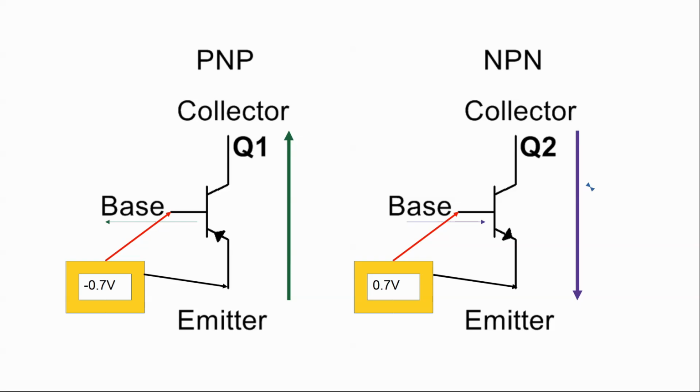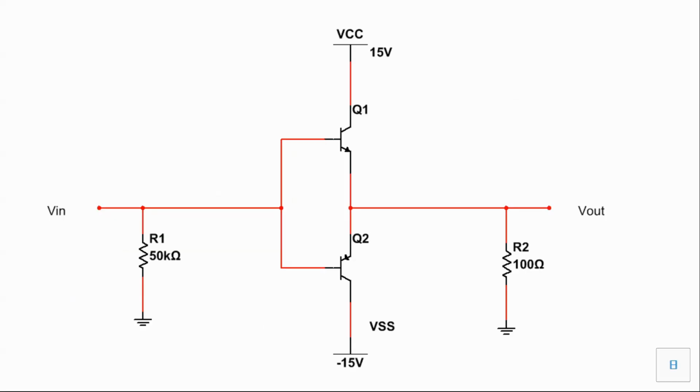So, the base to emitter voltage must reach about 0.7 volts for an NPN, or negative 0.7 volts for a PNP, in order for the transistor to turn on. This is important because it means for an amplifier like this, the input voltage must surpass 0.7 volts in either direction before the output begins to change. This creates a dead zone of input voltage where the output voltage is unaffected. When the input signal does pass 0.7 volts, the output voltage will be 0.7 volts less than what it should be.